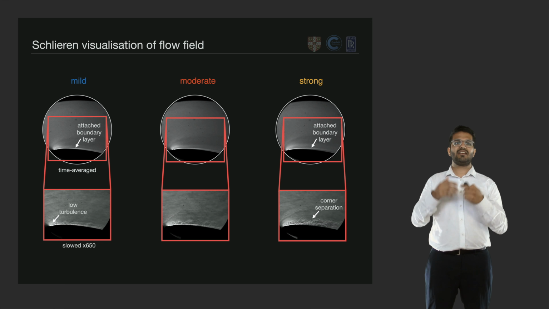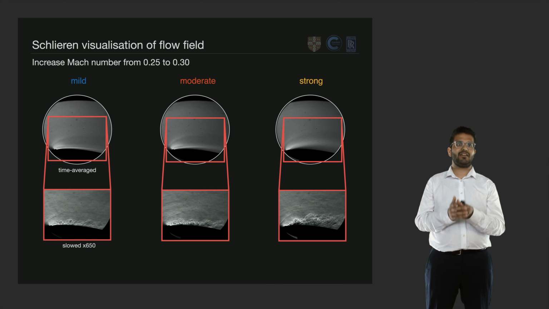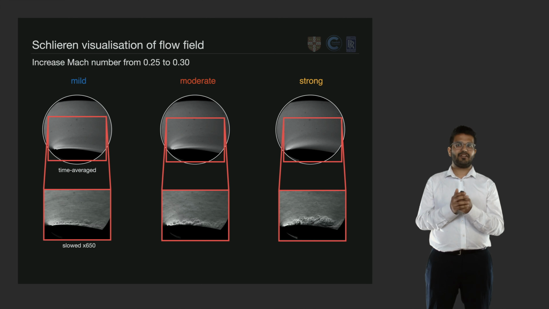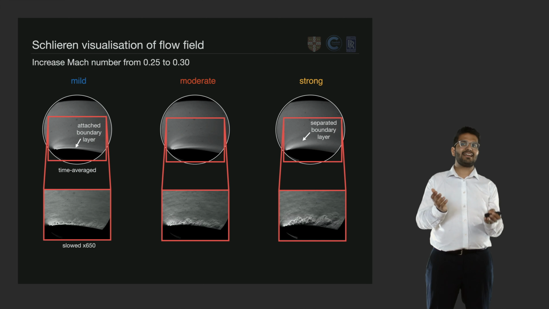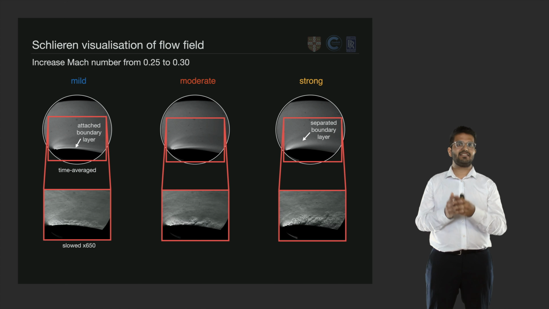So to do this, we keep the geometry the same and we increase the Mach number at the entry of the test section from 0.25 to 0.3. And when we do this, we see a very different flow field. We can see that we've still got that attached boundary layer for the mild windmilling case, but by the time we get to the strong windmilling case, we've got a clear separated shear layer.